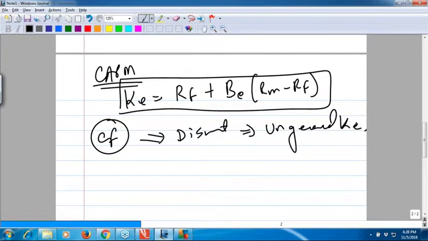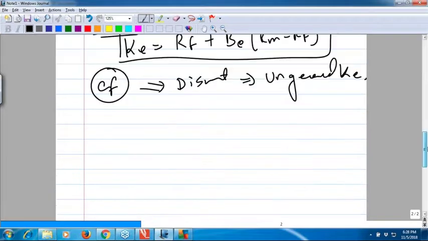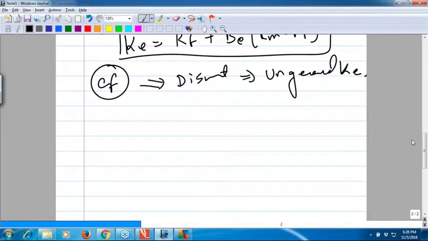Now, why do we need to discount them using the ungeared cost of equity? The reason is that when we calculate the base case NPV, we assume that the entity is 100% equity funded. So we would have to use the ungeared cost of equity. Now, how would we calculate the ungeared cost of equity?